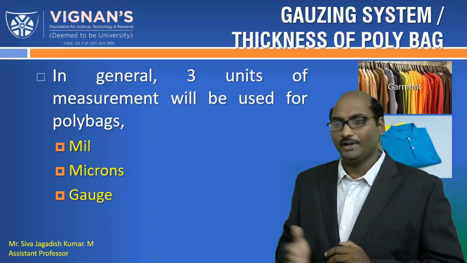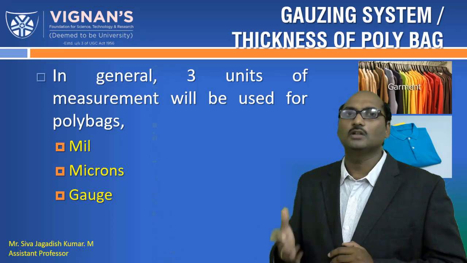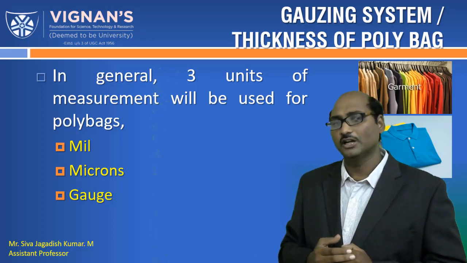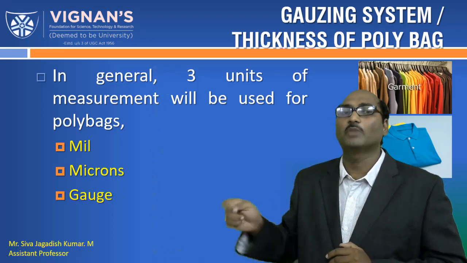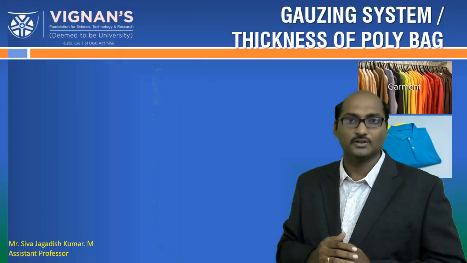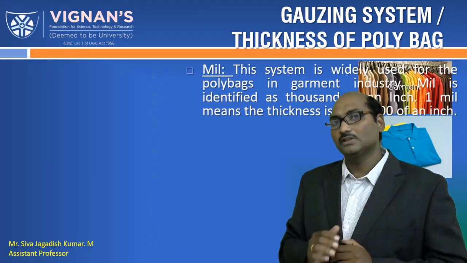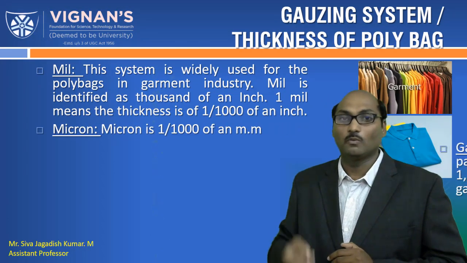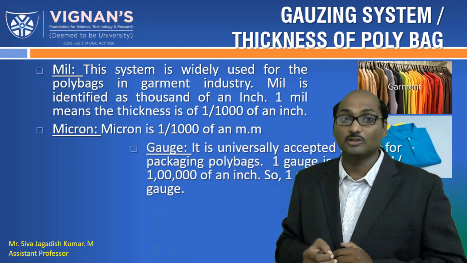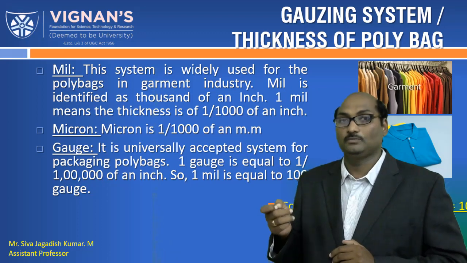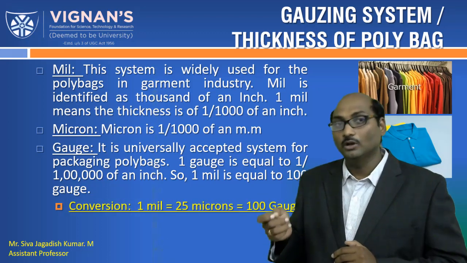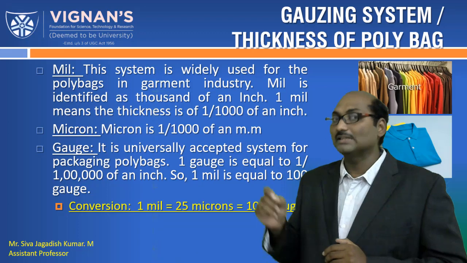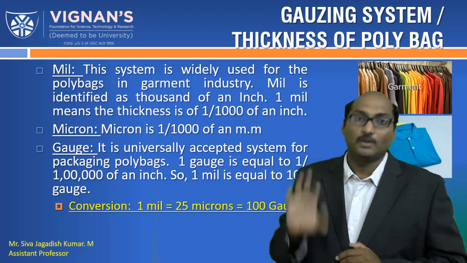Yeah. So you might have already seen that even the government has imposed some regulations that a minimum of 18 micron should be there, isn't it? So mil is the system used in terms of spinning and all. You might have 1/1000 of an inch. That is nothing but milli-inch. So mil is the system which is widely used for poly bags.